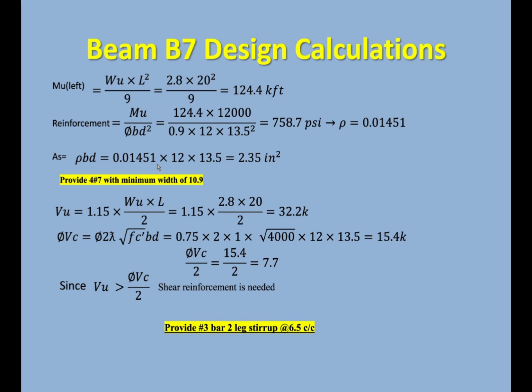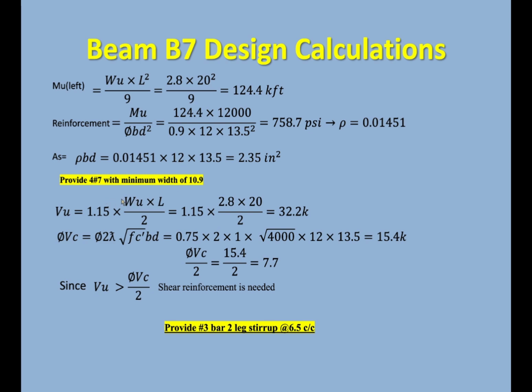and we got it to be 0.01451, and we did the same calculations again, and we got 2.35 inch squared, and we chose for this one 4 number 7 bars with minimum width of 10.9, which passes the ACI requirements, since the width as it's given is 12 inches, so it's okay.